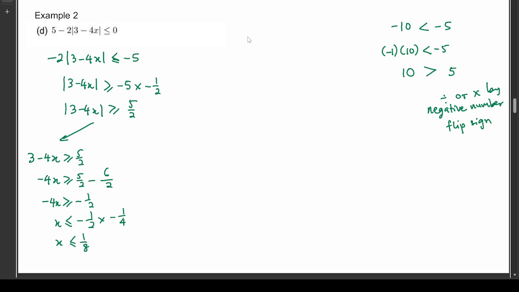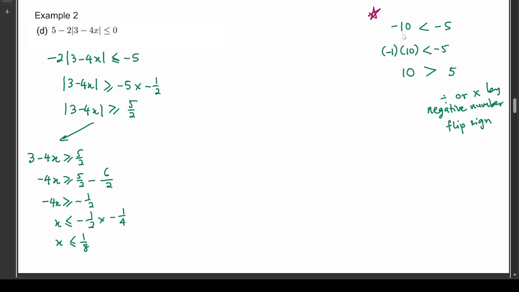Hello student, this is another example for question 3. Now some of you are probably wondering why we need to shift the sign when we divide by a negative number or multiply by a negative number. So I'm going to explain to you why that is the case.